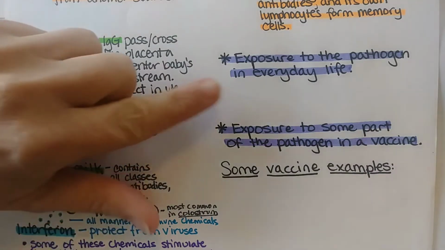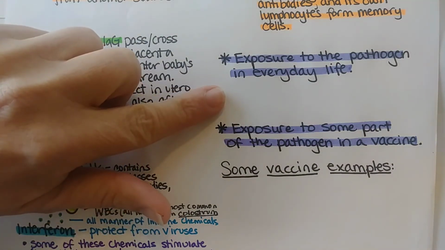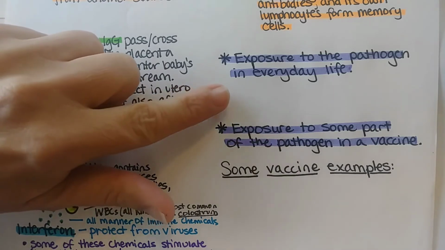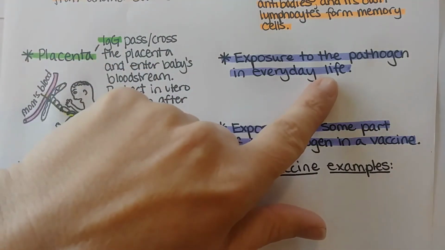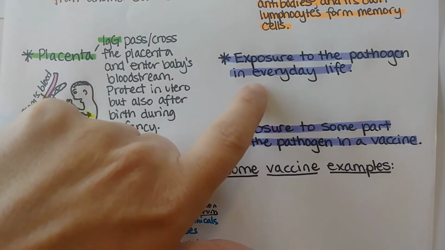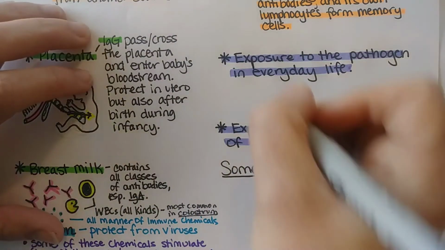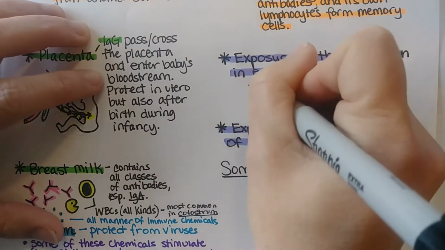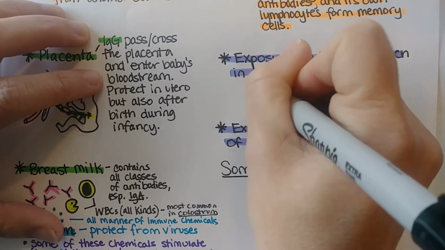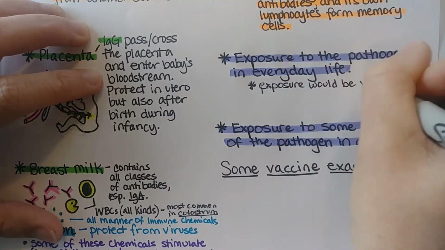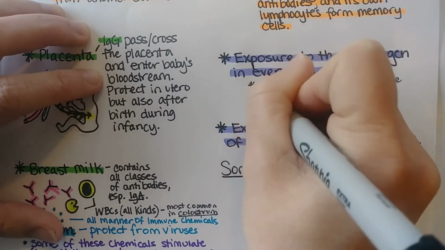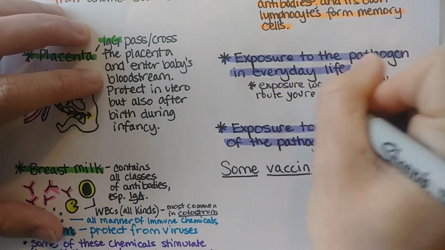So in almost every way, exposure to the pathogen in everyday life will be advantageous, or it will be better for you than getting it in the vaccine form, if it's possible to be exposed to it and not have a high risk of dying before you develop immunity. Also, when you're exposed to it naturally, it goes on to the location of your body that it would be normally, that your body's best at fighting it. So the exposure would be via the route you're best at responding to.